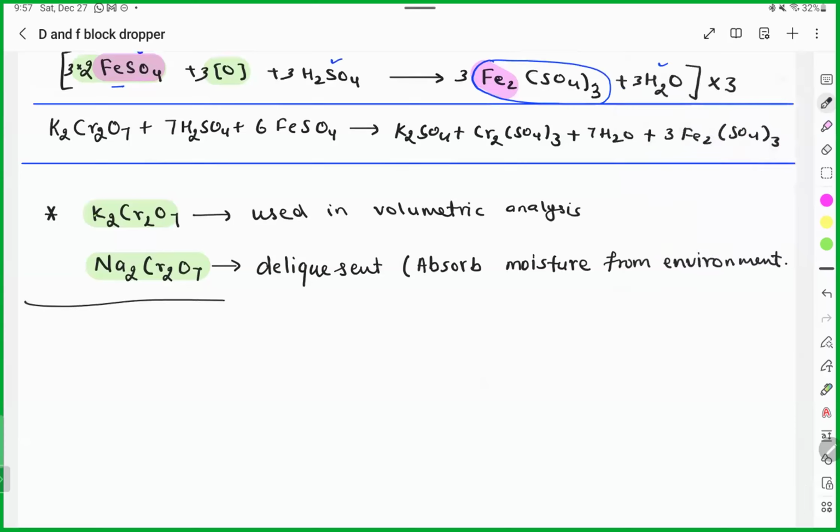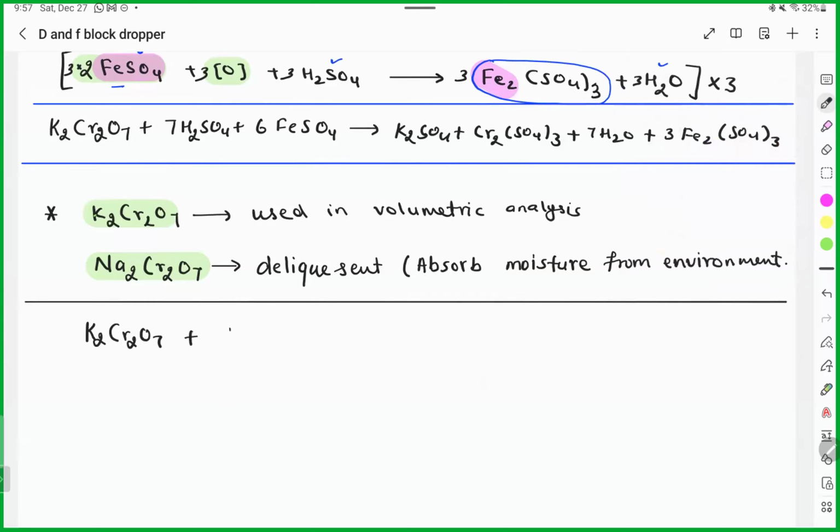Anvita, write this equation when K2Cr2O7 reacts with KI. What will be the product? All of you write and tell me your answer.